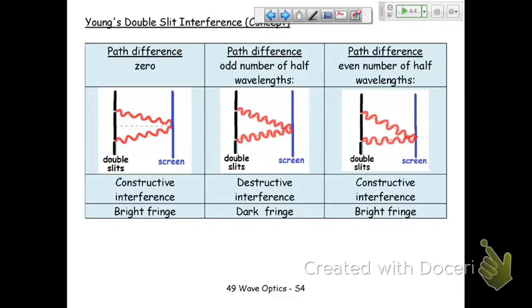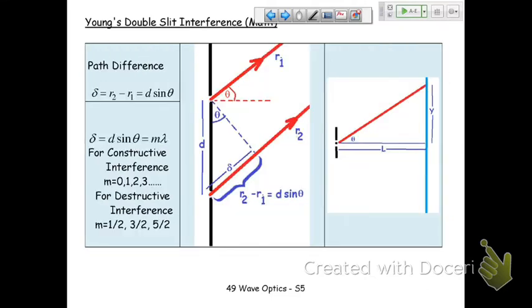Okay, let's talk about concepts first of all. If there's no path difference, then we get constructive interference. If there's an odd number of half wavelengths, we get destructive. If there's an even number of half wavelengths, we get constructive. Boom, boom, boom. Now, I'm cheating. I'm saying the screen is so far away that these two rays are basically parallel. So here's my 2 slits, and they're going off towards this screen to form either a bright fringe or a dark fringe at that point.